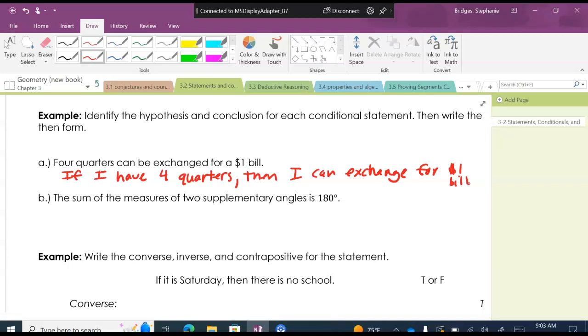All right, second one, the sum of the measures of 2 supplementary angles is 180. Let me ask you this, and this is how we have to think about it. What has to happen in order to have supplementary angles?